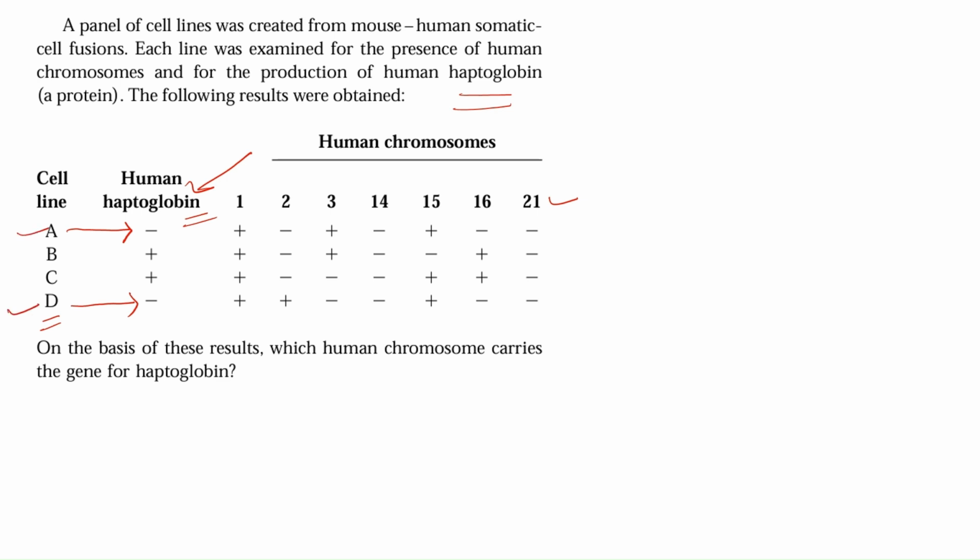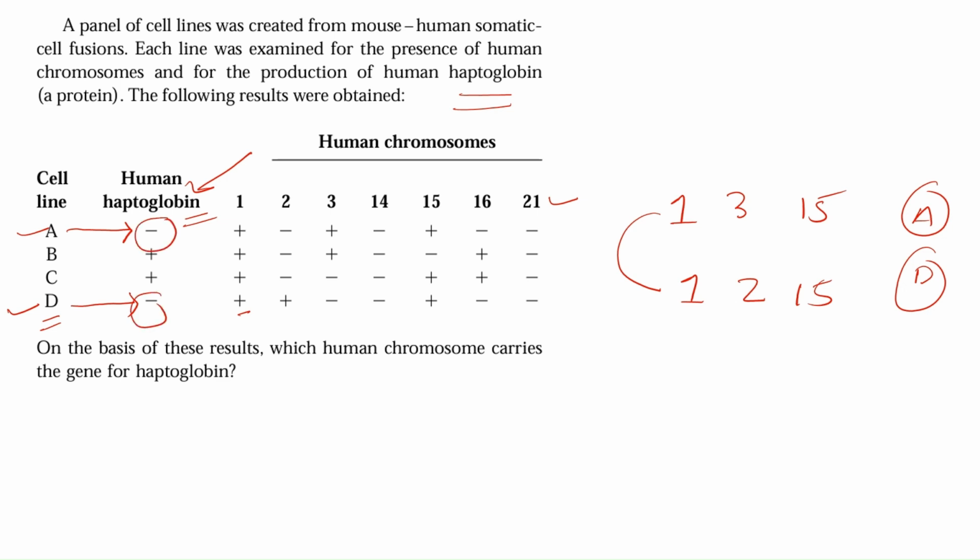Now the chromosomes present in cell line A are 1, 3 and 15. This is for cell line A. Similarly, from cell line D, we can see that 1, 2 and 15. These are the chromosomes which are showing positive in cell line D. But these chromosomes do not contain the gene for haptoglobin. Why? Because in cell lines A and D, the gene is not getting expressed.